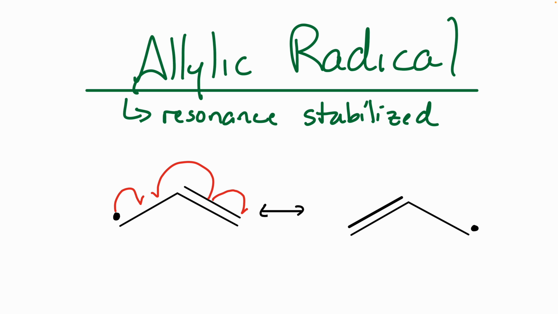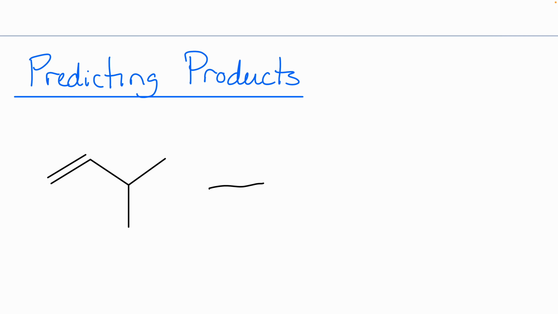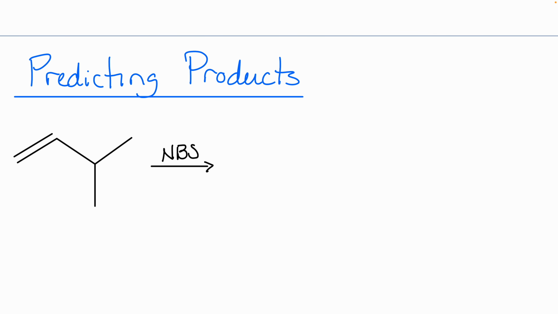Now let's try to predict some products of these allylic bromination reactions. Let's just say we're predicting products now. I'm going to put down an alkene. We're going to hit this thing with NBS, and I want everybody to take a second and brominate that allylic position.